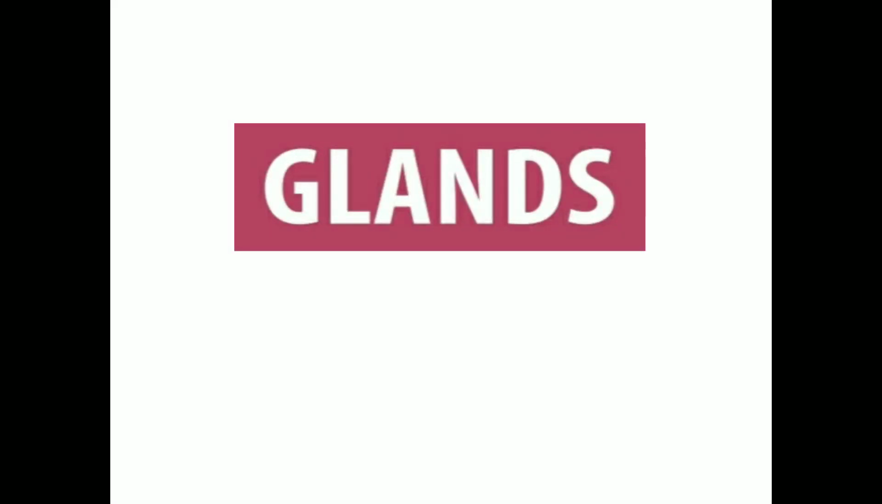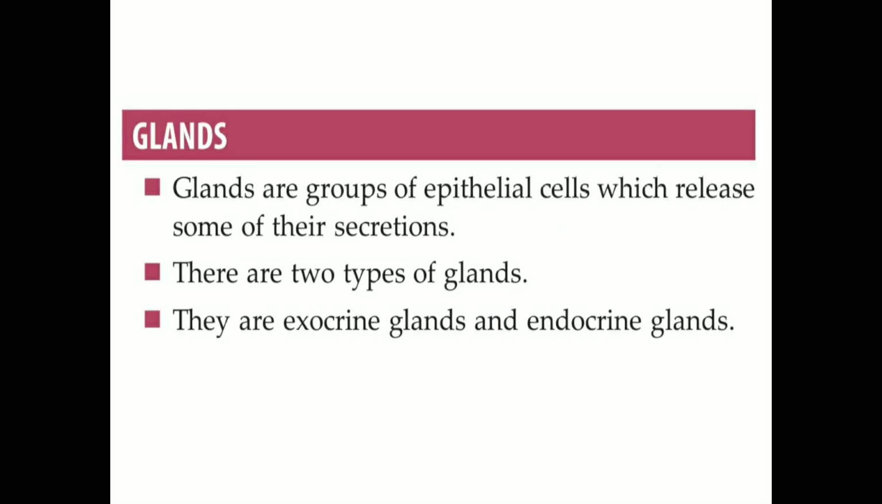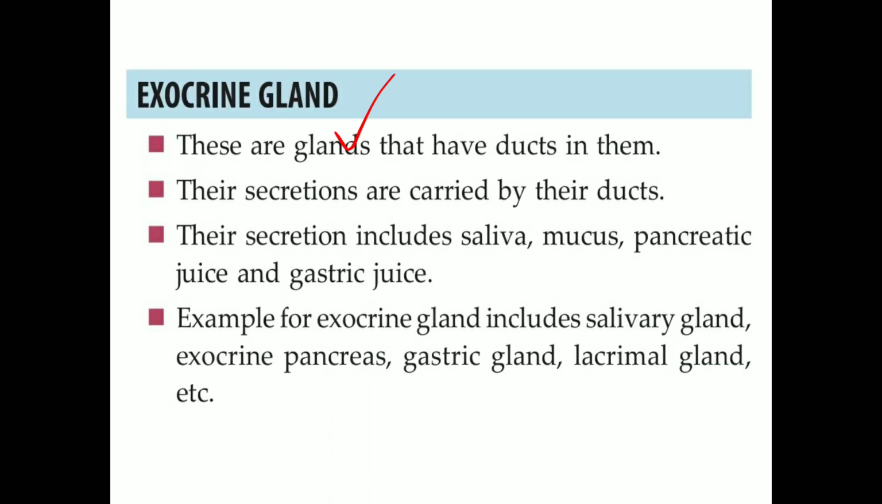In this lecture, we'll discuss glands. Glands are a group of epithelial cells, and these group of epithelial cells will release some of their secretions. And there are two types of glands, which include exocrine glands and endocrine glands. Let's first discuss exocrine glands.